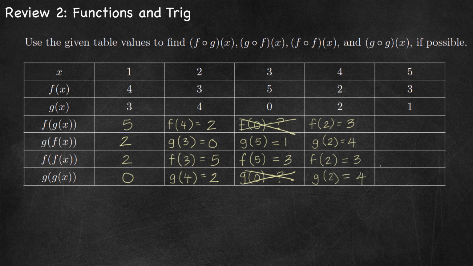For our last column, our input value is 5, so we want f of g of 5. G of 5 is 1, and f of 1 is 4. Then we have g of f of 5. F of 5 is 3. G of 3 is 0. Next, f of f of 5. F of 5 is 3. F of 3 is 5. And finally, g of g of 5. G of 5 is 1, and g of 1 is 3.